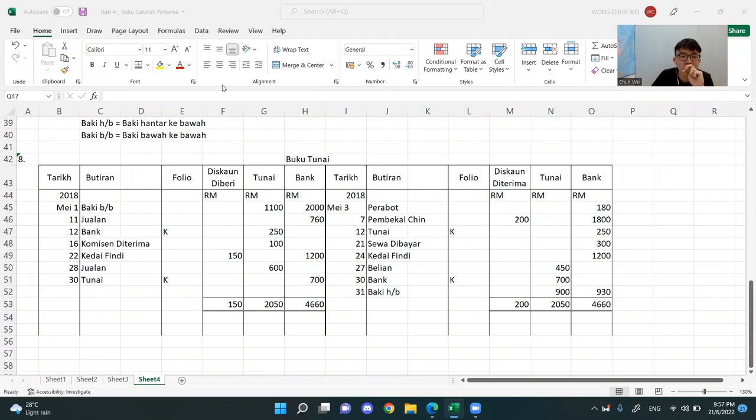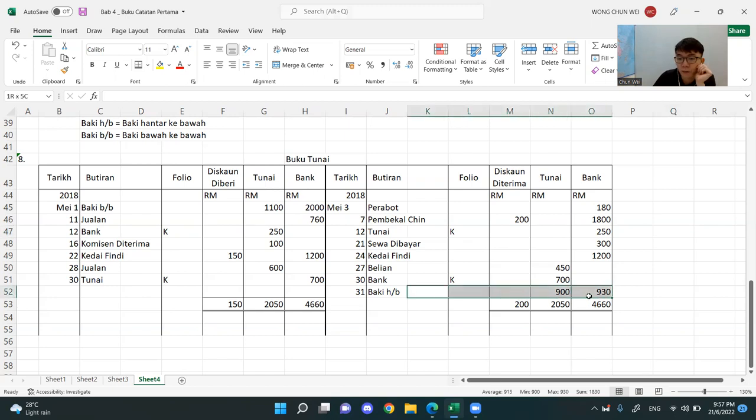So when you have discount, you only record when someone says other discount. When other check tak laku, we don't have to record discount. We just record the amount yang tak laku, the check sahaja. That's why it's called check yang tak laku.